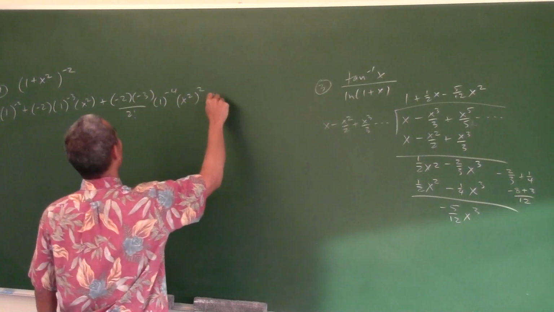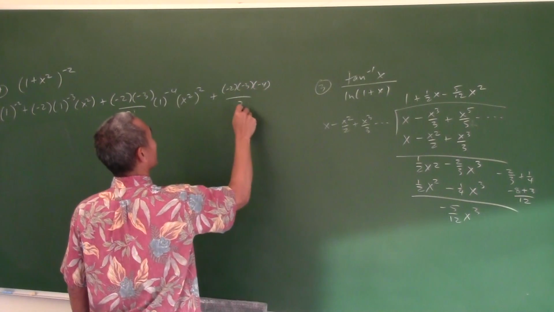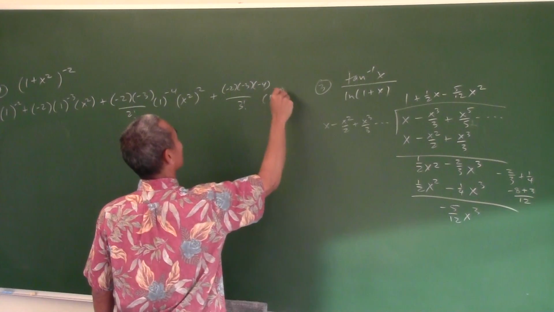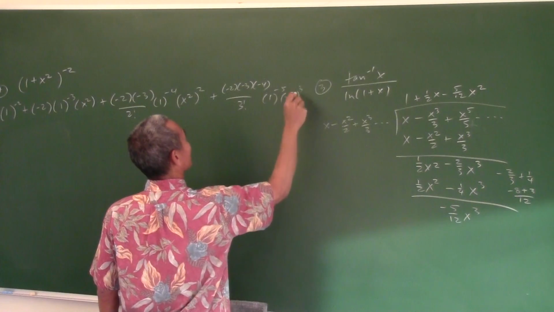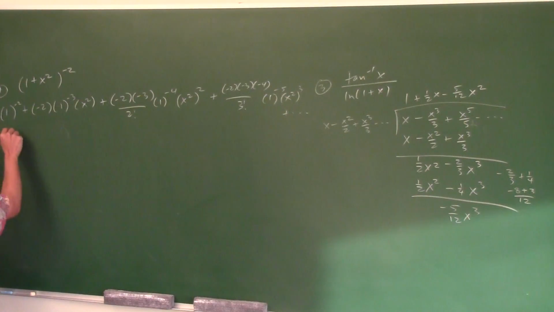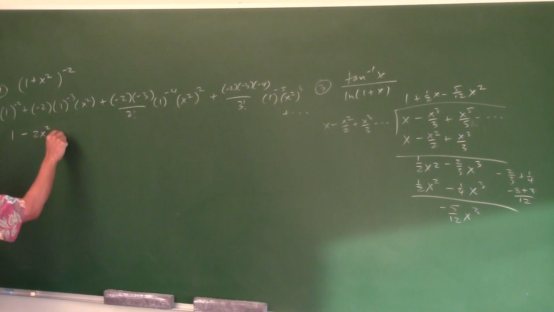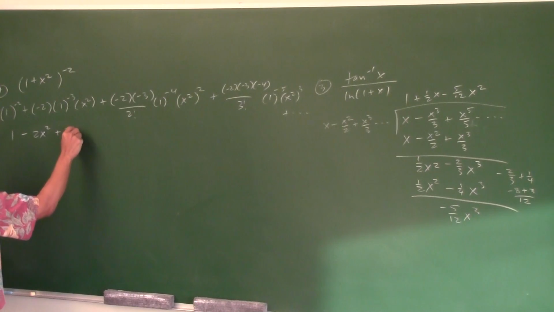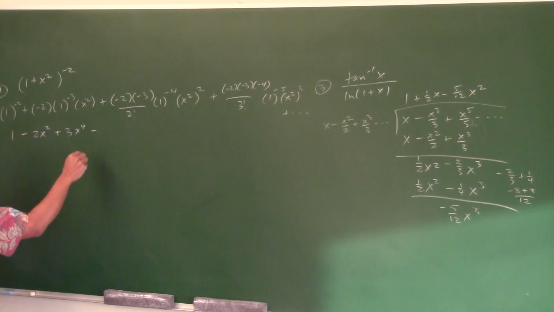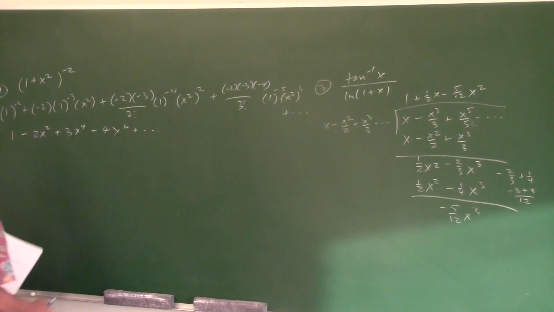Now what the heck? Plus n minus 1, n minus 2 over 3 factorial. The power of A goes down by 1. The power of B goes up by 1. That's the binomial theorem. Simplify. 1 minus 2x squared plus 3x to the 4th minus 4x to the 6th, dot dot dot. Okay, that's the first 4 terms.